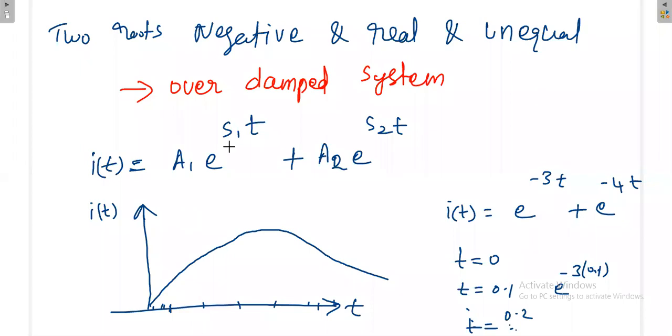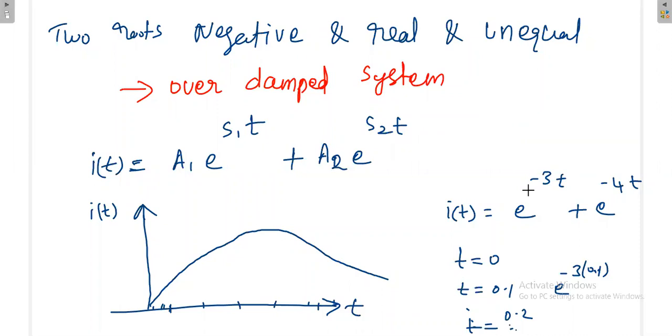Because if the equation is like this, I'll write it like this. Because the S1 value is negative, it gradually increases, and after a certain time it decreases and will reach 0. So just try to solve this again. In the beginning it may create some problem, because if you put t equal to 0, I think the answer will become like 2.